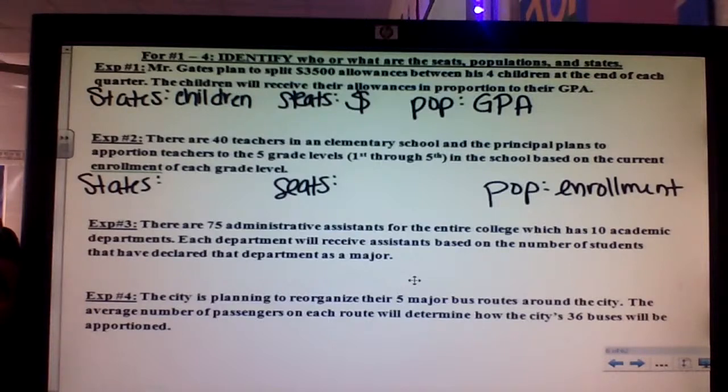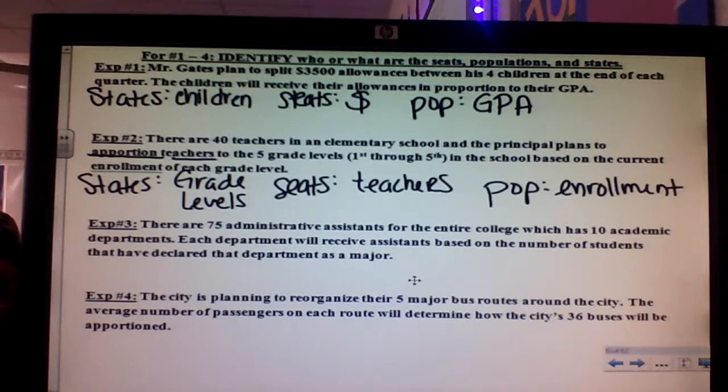That's the same thing. Okay, so your key word here is going to be we're apportioning teachers. So that is what we are giving. Whatever you're apportioning is your seats. So your grade levels are your states, getting teachers based on enrollment. Okay, you think about it. If we lost half of the student population for high school, we're gonna have to cut the staff in half. You don't need all of us if we don't have all of you.